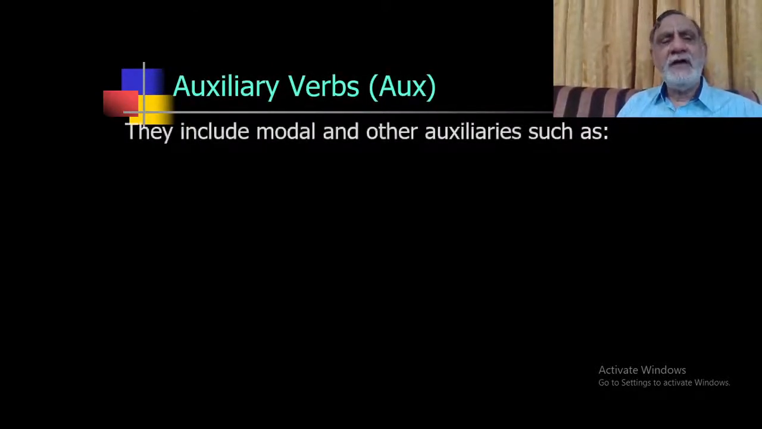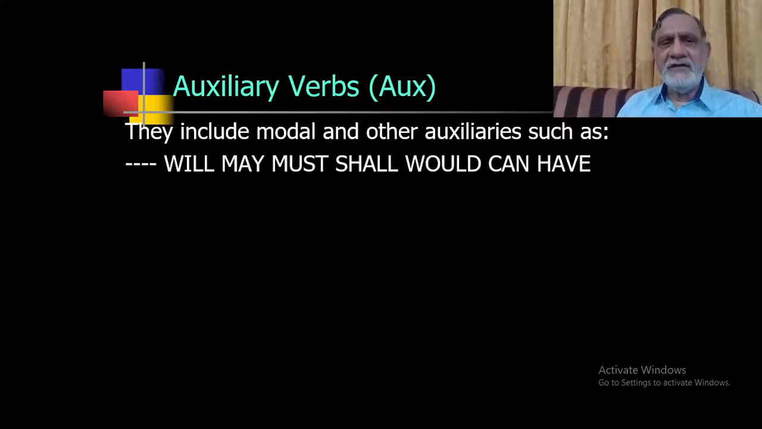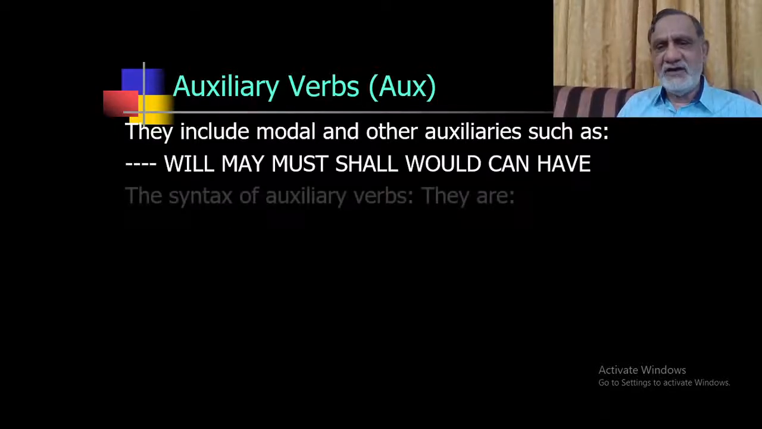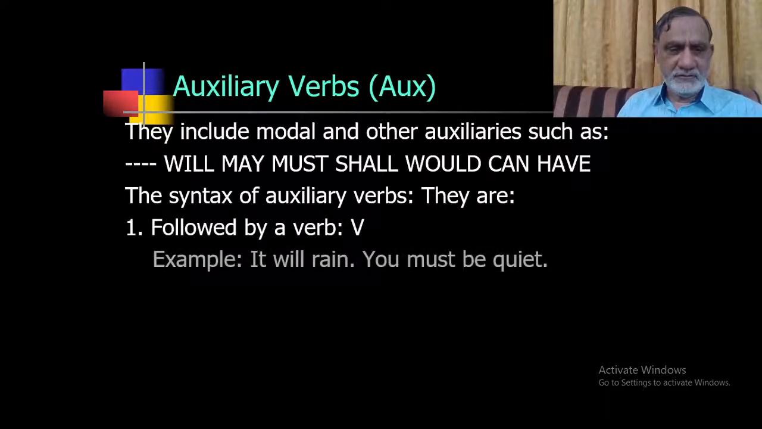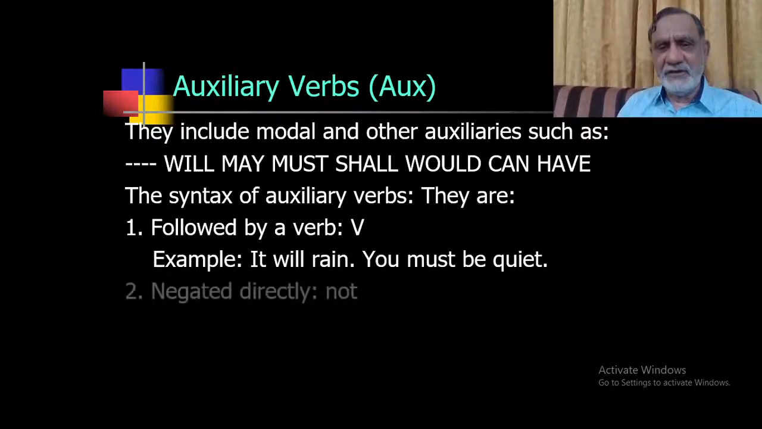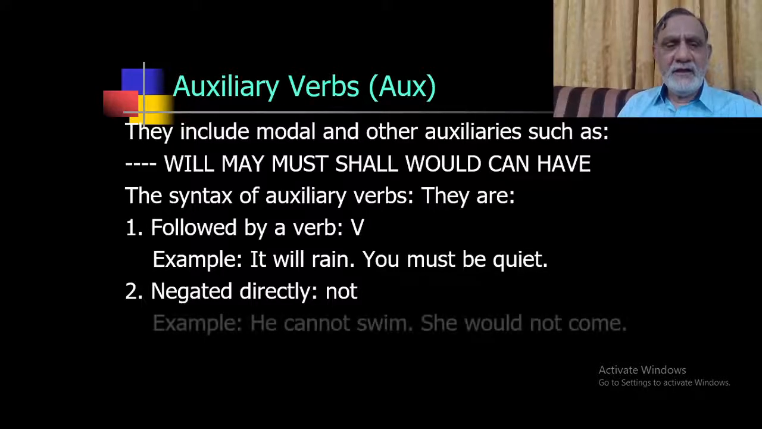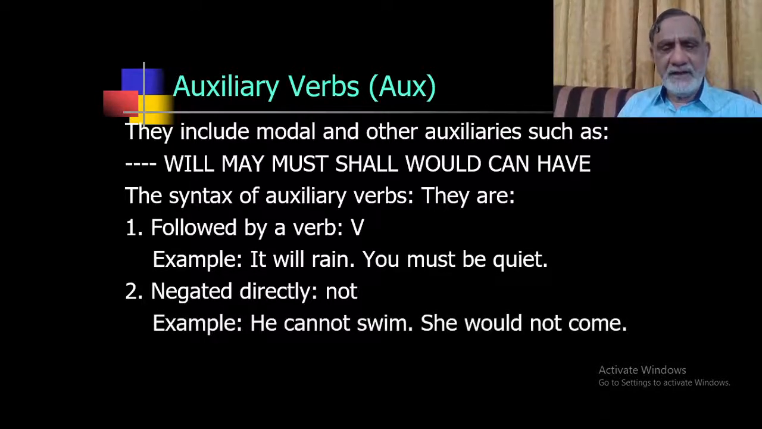Auxiliary verbs include modal and other auxiliaries such as will, may, must, shall, would, can, have. The syntax of auxiliary verbs is that they are followed by a verb. Example, it will rain. Will is the auxiliary verb here. You must be quiet. Must is the auxiliary verb in the second sentence. They are negated directly with not. Example is he cannot. Immediately after that auxiliary verb, not comes.